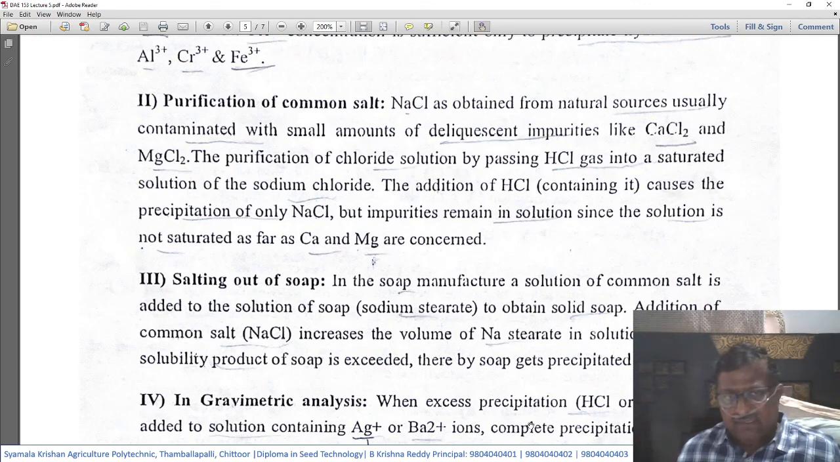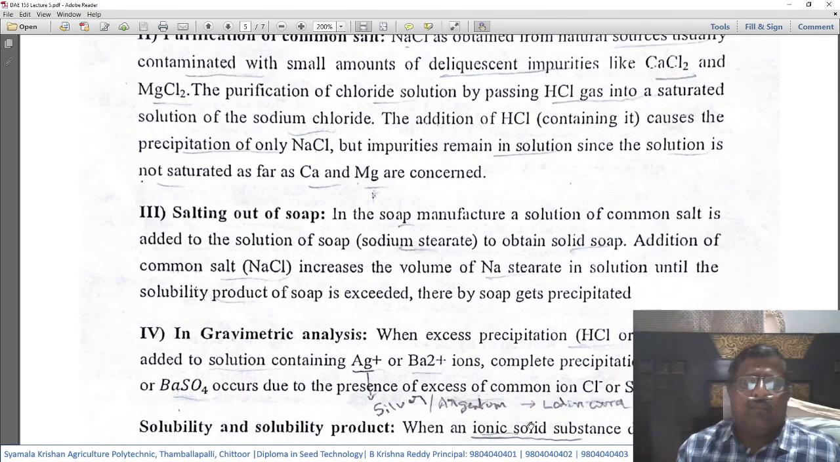So what happens when HCl gas is passed through the sodium chloride solution? The formation of salt crystals will be sped up and salt crystals will be formed. Whereas the impurities, that is calcium and magnesium, will remain in the solution, which will be drained out from these crystals, and the salt will be free from calcium and magnesium impurities. Okay, this is the second application.